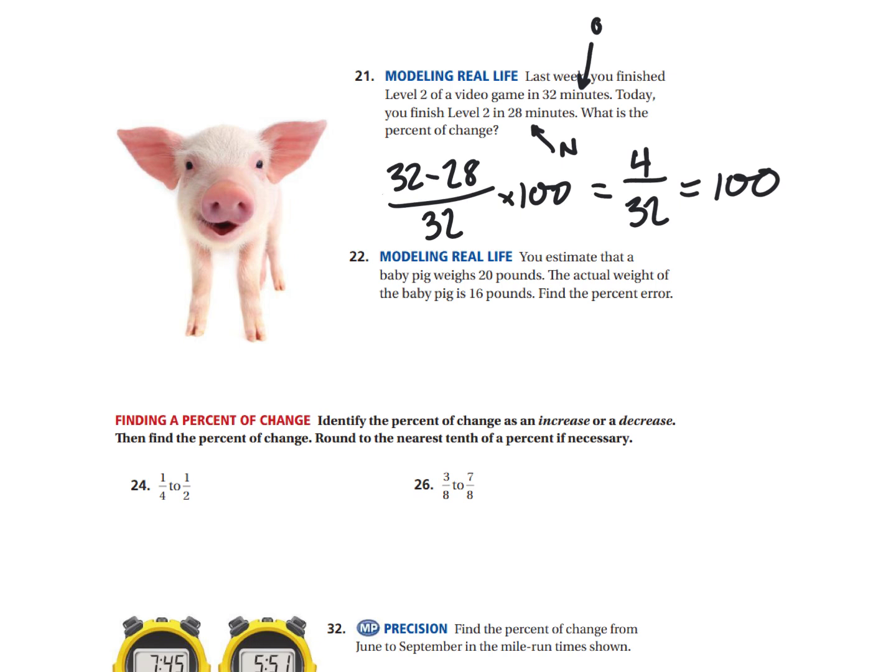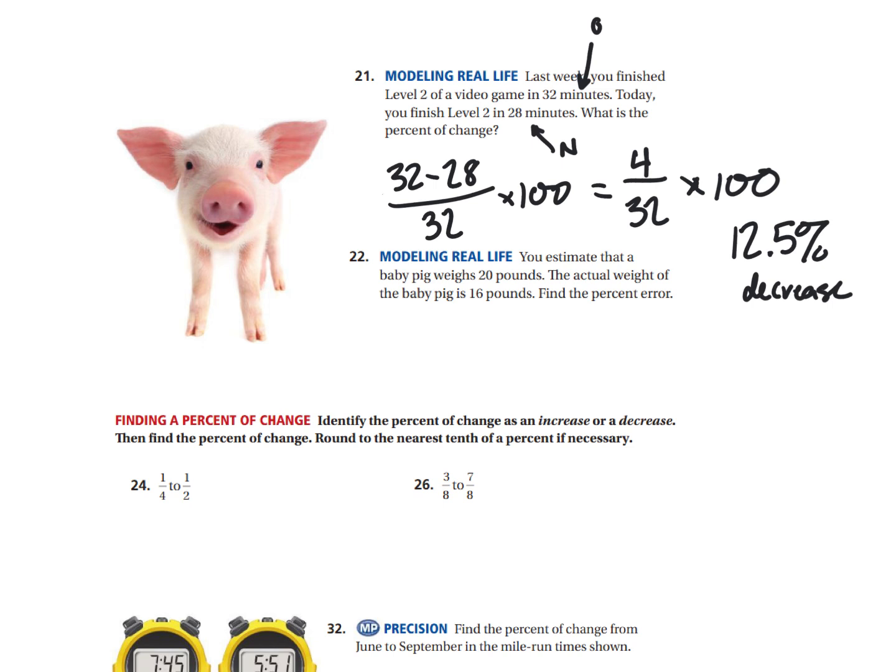Not equals 100, oh my goodness. Times 100. 4 divided by 32 times 100 is 12.5%. And I went from 32 to 28, so I went down, so I had a decrease.